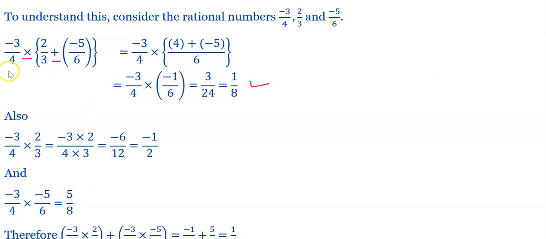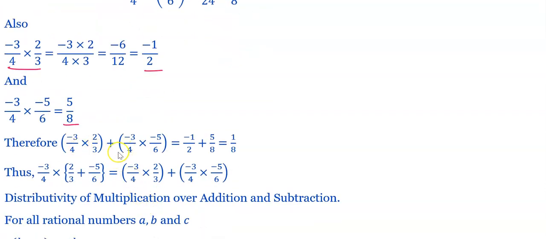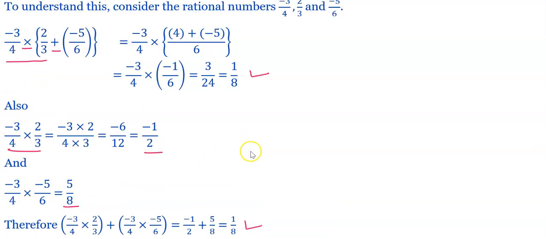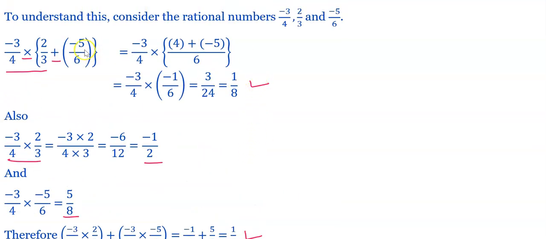If you multiply minus 3 by 4 into 2 by 3, their product is minus 1 upon 2. And if we multiply minus 3 by 4 into minus 5 by 6, their product is 5 by 8. If we add them, minus 1 upon 2 and 5 by 8, we get 1 upon 8. And if we simplify the bracket and multiply with minus 3 by 4, we also get 1 upon 8.